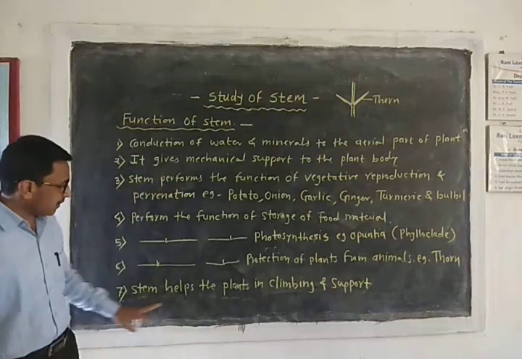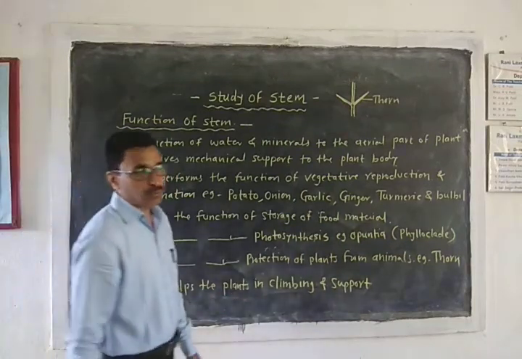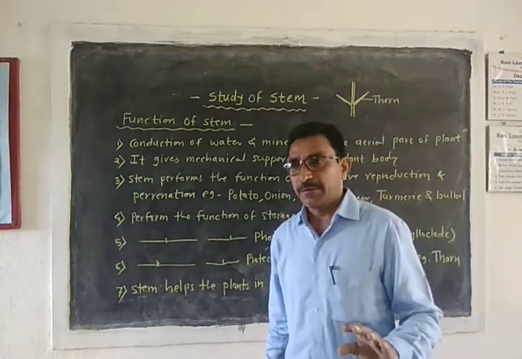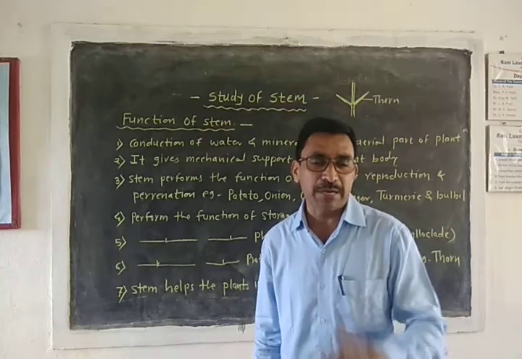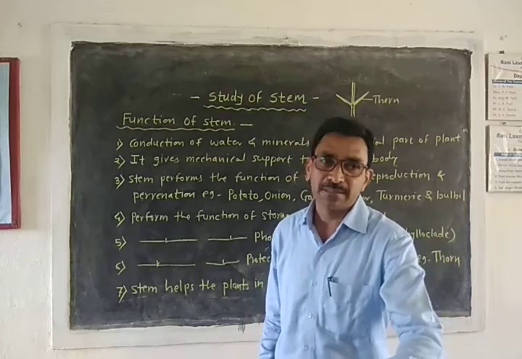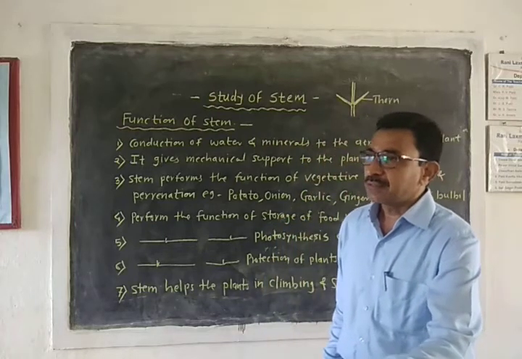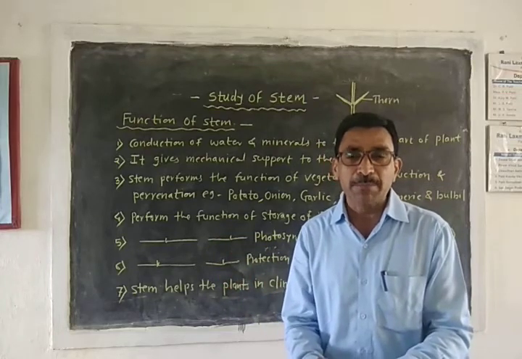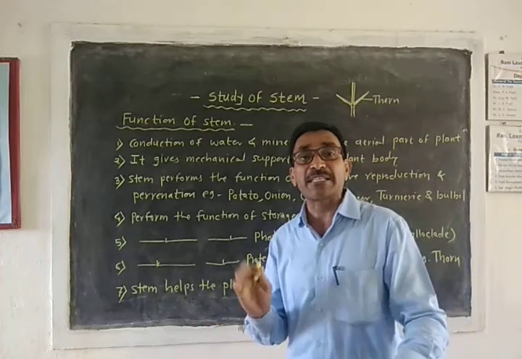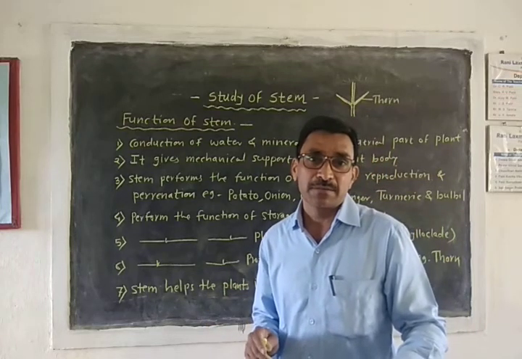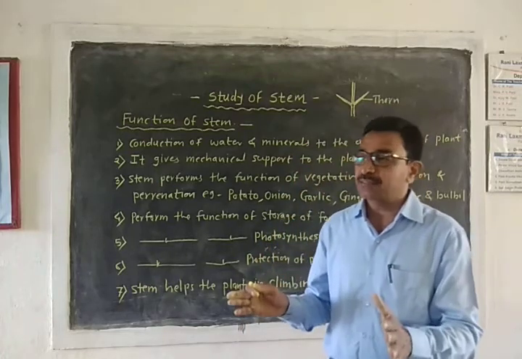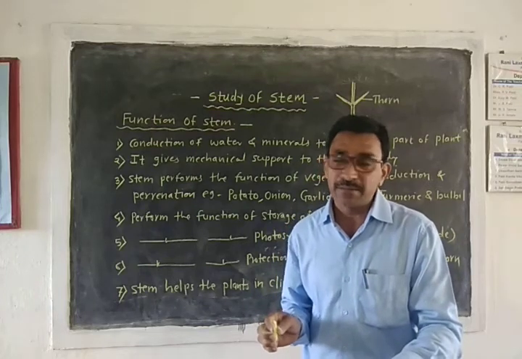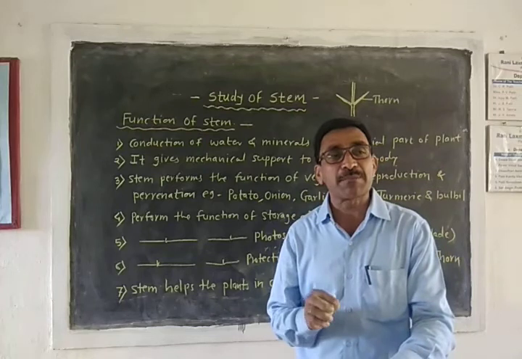स्टेम क्या फंक्शन करता? Stem helps the plants in climbing and support. There are two types of stem: weak stem and strong stem. स्टेम चे दोन टाइप्स आहेत जनरली, वीक स्टेम आणि स्ट्रॉंग स्टेम. स्ट्रॉंग स्टेम कशाला म्हणतात? की ज्याचं स्टेम जे खोड जे ते मजबूत आहे. The plants which can stand erect itself. असे प्लांट्स की ते सरळ उभे राहू शकतात. मग असं जे स्टेम असेल, त्याला म्हणतात स्ट्रॉंग स्टेम.